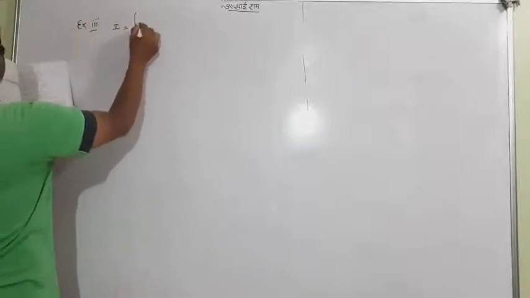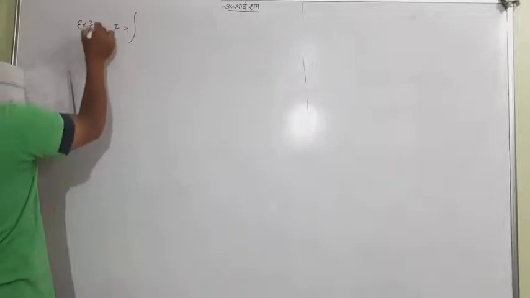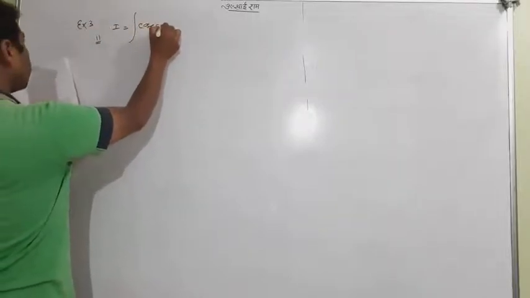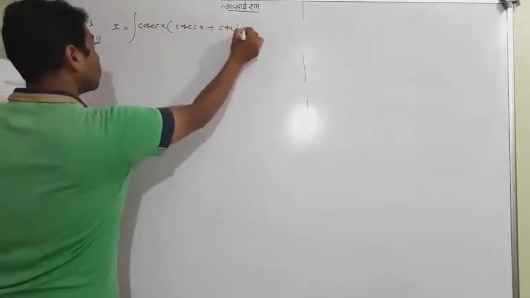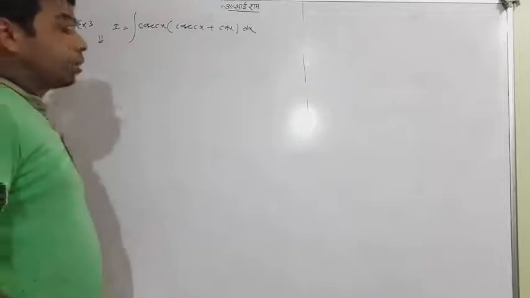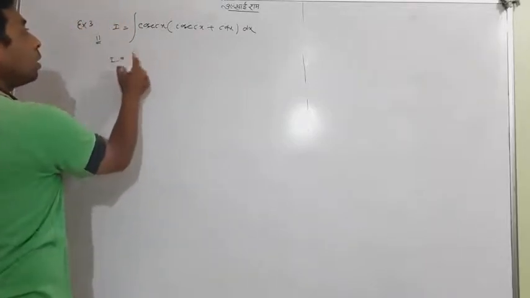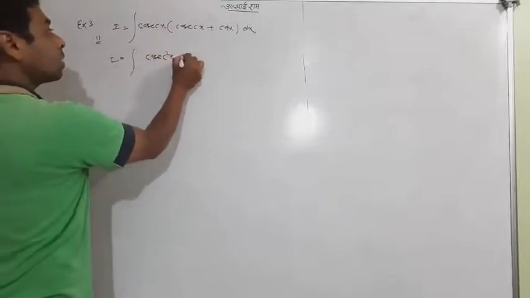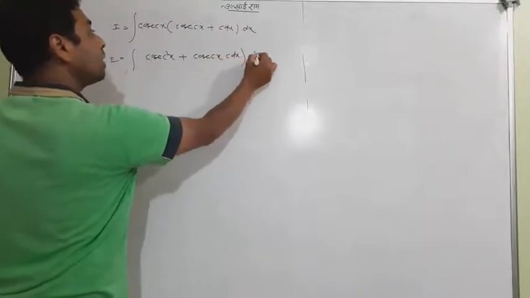This is example number 3, and among it I'm telling you question number 2. I equal to the integral of cosec x plus cot x. This is the question. So what to do, students? Nothing to worry. You multiply cosec x inside the bracket: cosec square x plus cosec x cot x, dx.